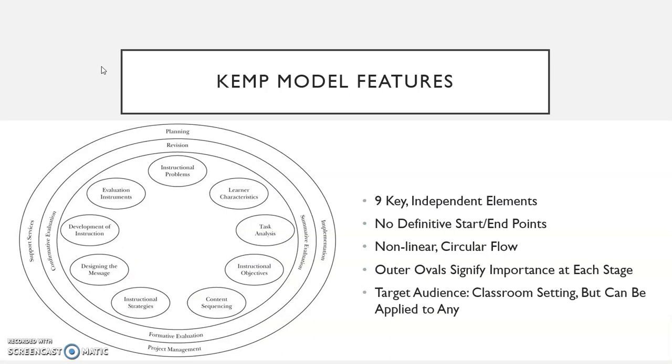The Kemp model features 9 key interdependent elements. They are not referred to as steps because the user can start at any point in the process. The elements can be executed simultaneously because the model is nonlinear and therefore flexible. Not all projects or programs may require all the elements, and the model was created for a classroom setting. However, the addition of project management and support services suggests that the model could be used in a corporate, nonprofit, or military setting as well.